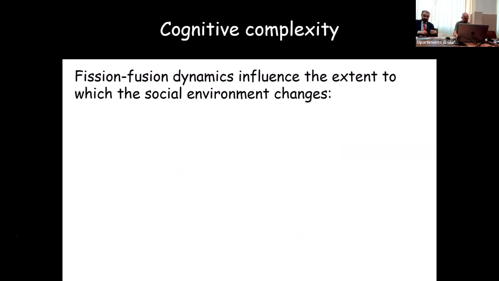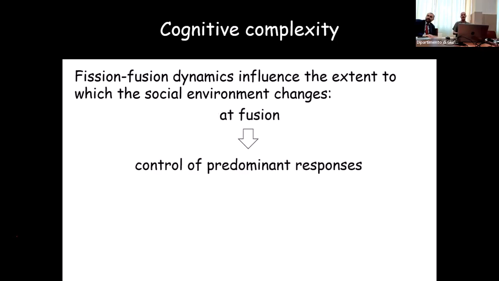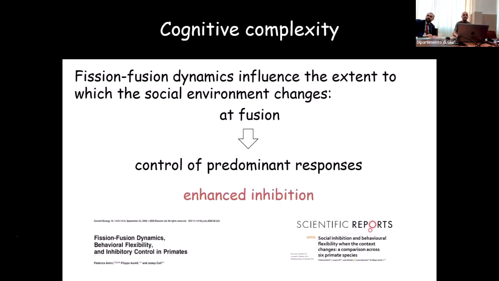Now, moving from communicative complexity to cognitive complexity, there's much more to tell, but I want to focus on one particular example. Something that Kristen, by chance, mentioned: self-regulation. Fission-fusion dynamics influence the extent to which the social environment changes. At fusion, it is a very good idea to have control of the predominant responses that you expect, because the social environment is changing. Instead of continuing to do what you were doing with the previous individual, the newcomers may be rivals or the best friends of that individual. So better to wait, assess the situation, and then act.